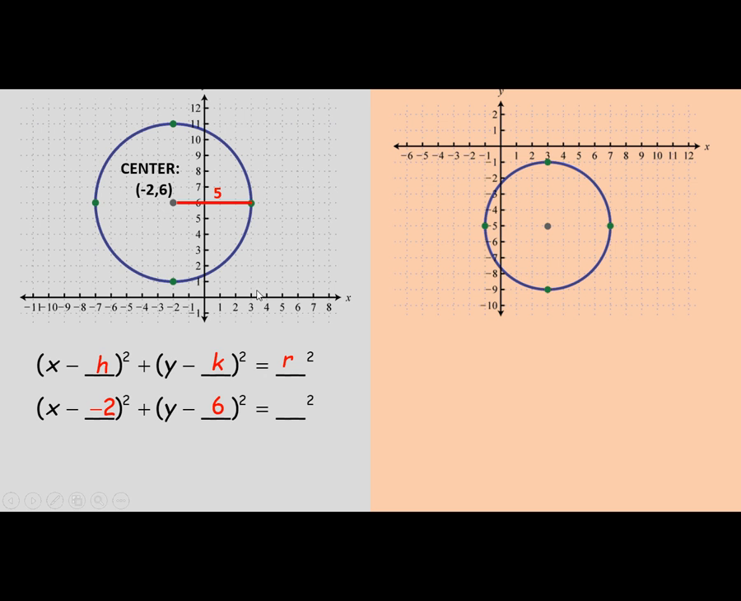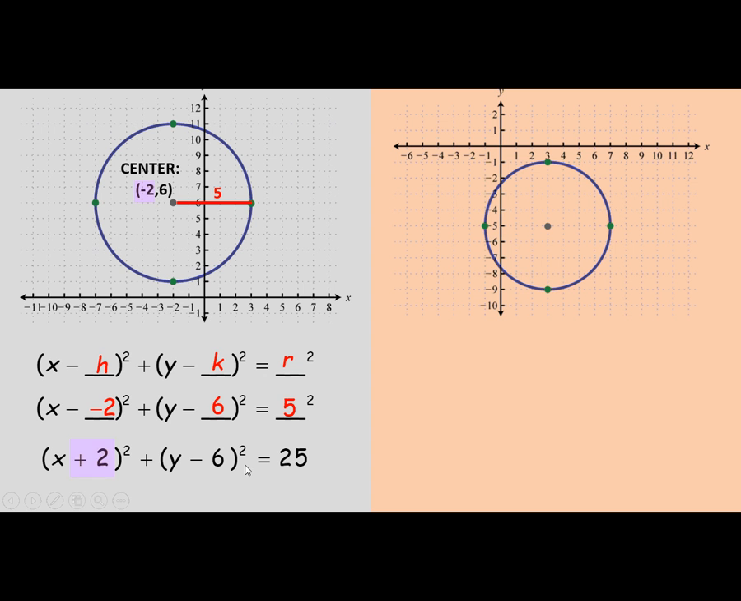What number goes in for the radius in my problem? It's going to be 5. So then all we got to do is clean this up. About half the problems, you'll end up with a double negative in here, so we're going to change that to a plus, and 5 squared is going to be 25. So that is the formula for the equation of this circle.